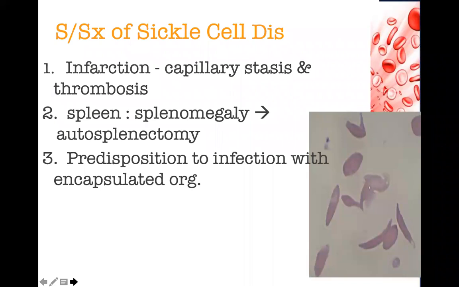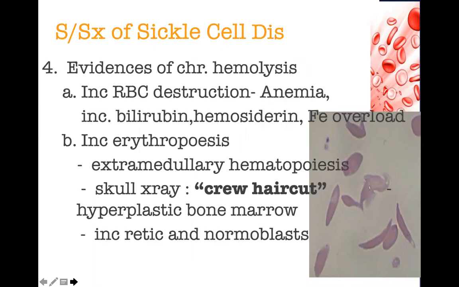So what would be the consequences of sickling? One is infarction, which would result in capillary stasis and thrombosis. In the spleen, it may lead to autosplenectomy, where the spleen is practically removed as a result of massive infarction. It may also predispose the patient to infection with encapsulated organisms; Salmonella is a very common opportunistic infection in patients with sickle cell disease.